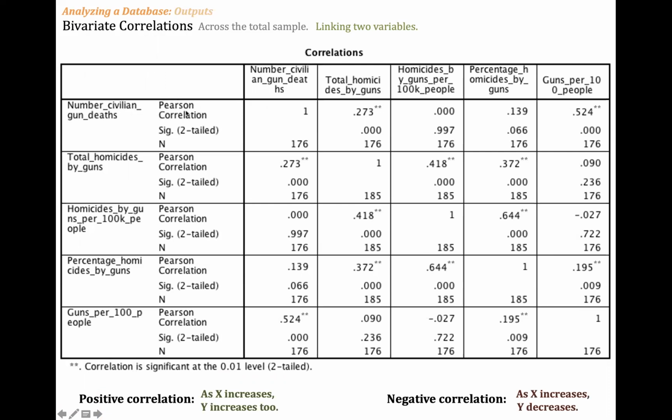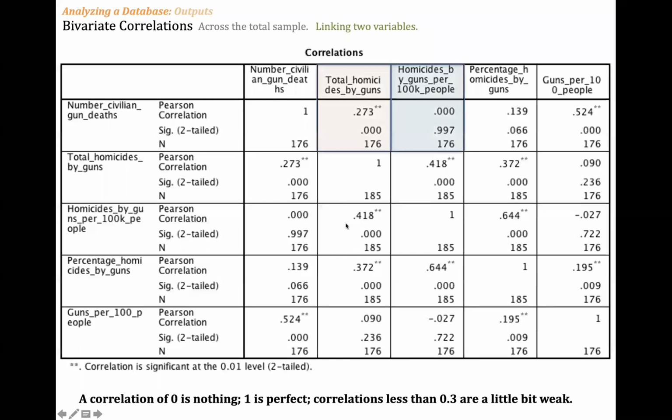Civilian gun deaths, the Pearson correlation coefficient, right? So we see positive. That means as one goes up, the other goes up. Positive, as one goes up, the other goes up. Or you could go down, total homicides by guns, and does it relate to homicides by guns per 100,000 people? Yeah, as one goes up, the other goes up, right? So you're just linking these two variables. And if you just look, let's look at these two.